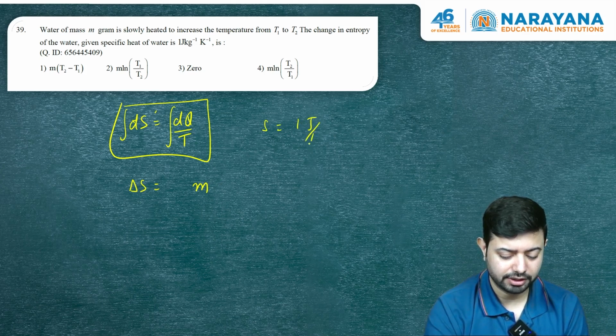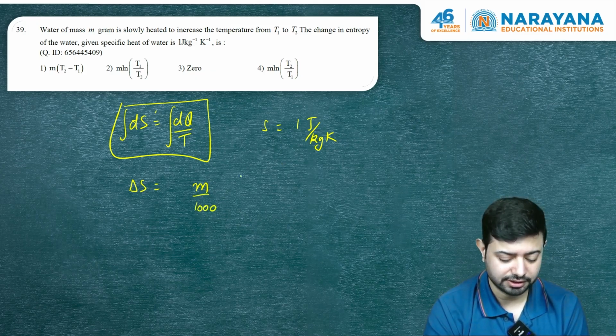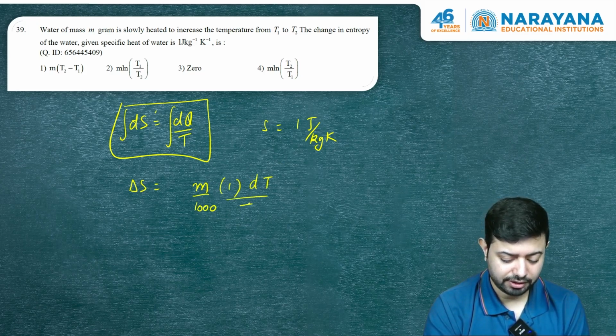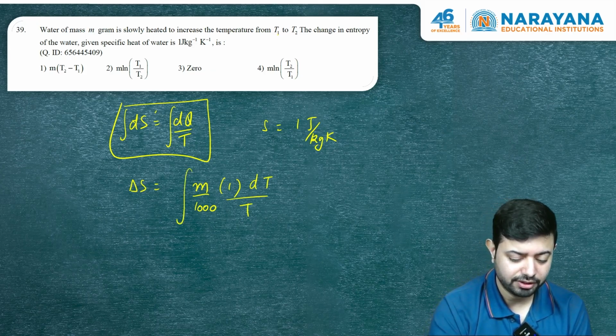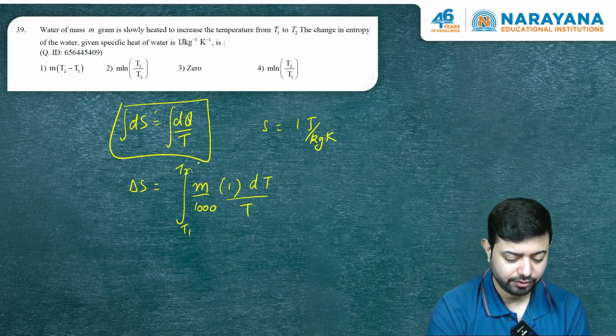1 joule per kg per Kelvin, right, but m is in gram. So you should write m by 1000 to put it in kg, then you have S, then you have delta t, dt, and then divided by T, then you have to integrate. T will go from where? T1 to T2, that is it.